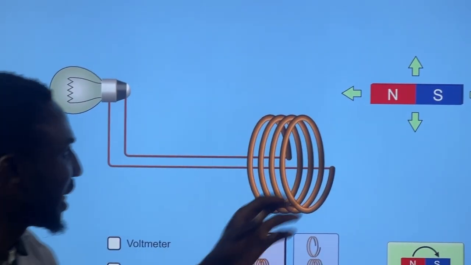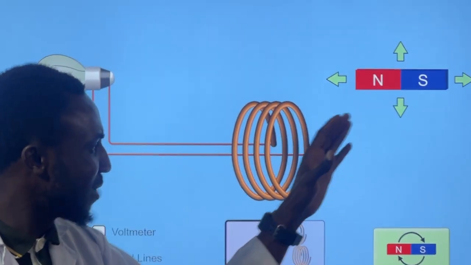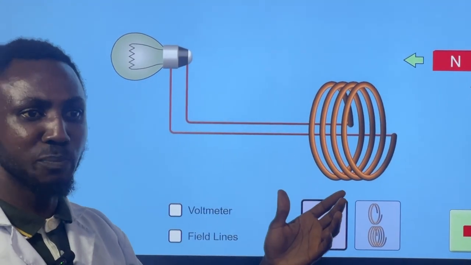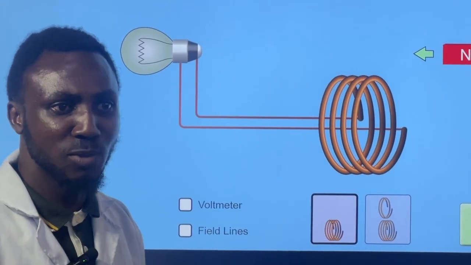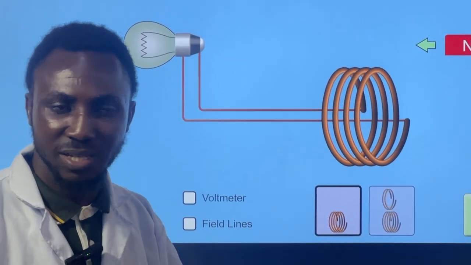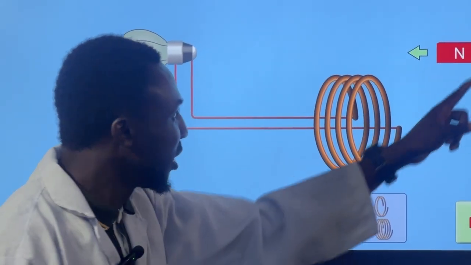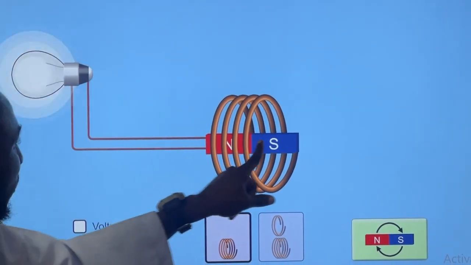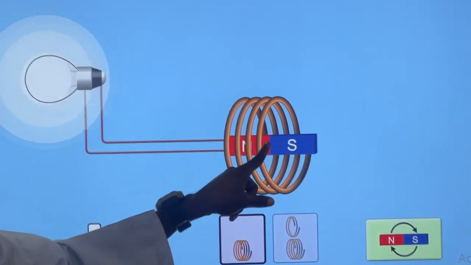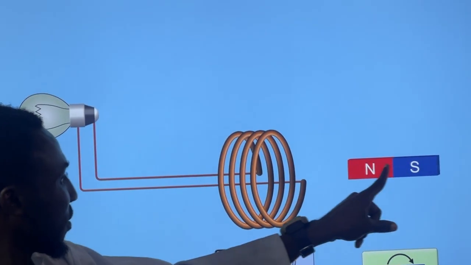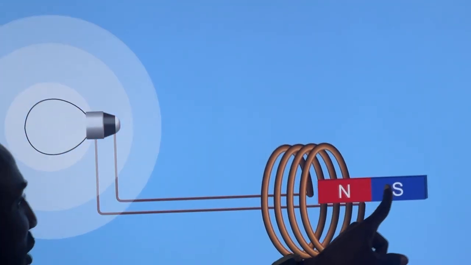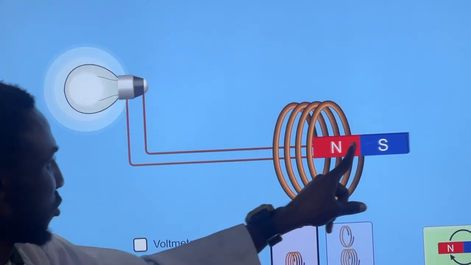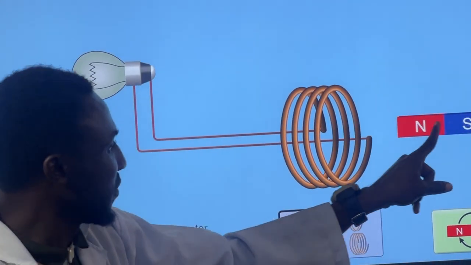Now you will notice that if I move the magnet in relative motion to the coil, electric current is produced without contact. That is why it is called electromagnetic induction. There is no contact. So let's see. Look at this. You can see there is production of electric current or voltage because there is relative motion.